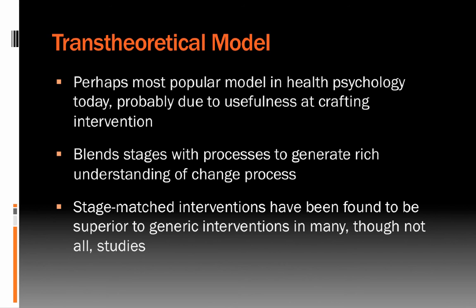These stage-matched interventions in the literature have been found to be superior to generic one-size-fits-all interventions, although not in all studies. And I think one of the main reasons for that is that the process of change is challenging, and we haven't quite figured out the way to tailor for every individual how to move them through those processes. Those are the change process models in addition to the social cognitive models. Hopefully that gives you a good idea of the sorts of constructs and the way health psychologists think about psychological influences on health and health behavior.